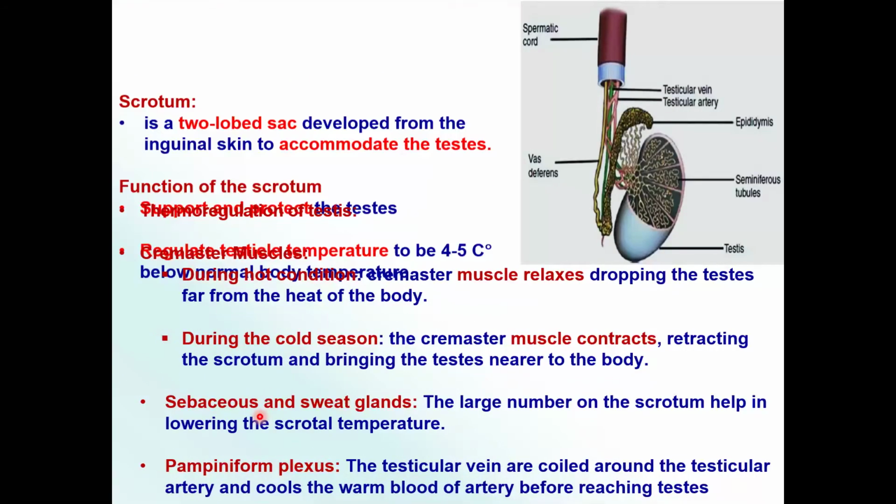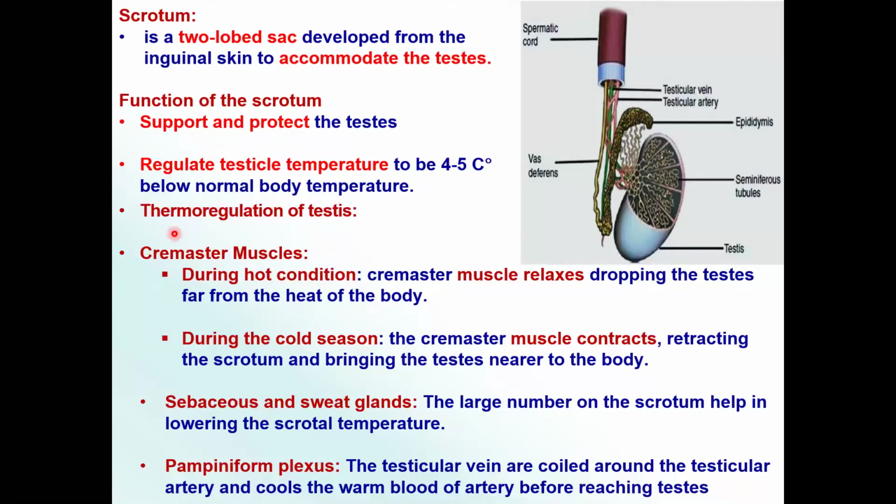Now, what is the function of the scrotum? The scrotum is a two-lobed sac developed from the inguinal canal to accommodate the testis, and its function is to support and protect the testis. And most importantly, it acts to regulate testicular temperature to be 4 to 5 degrees below normal body temperature. And it does this through three different mechanisms. The first one is the cremaster muscle, the second one is sebaceous and sweating glands, and the third one is the pampiniform plexus.